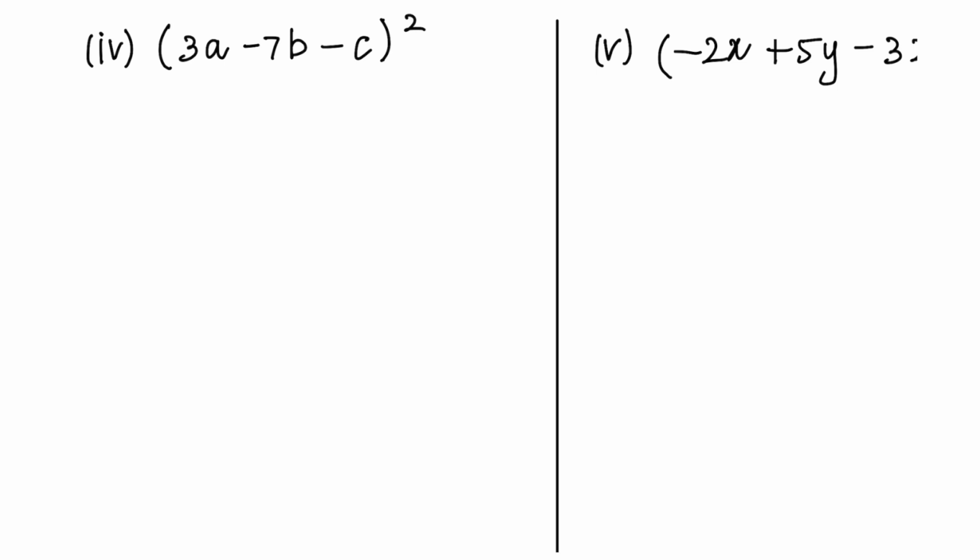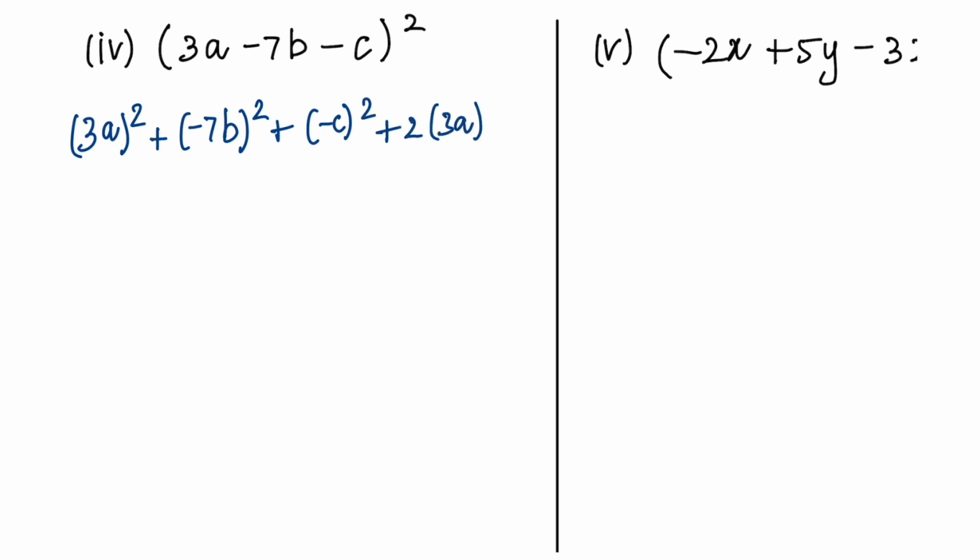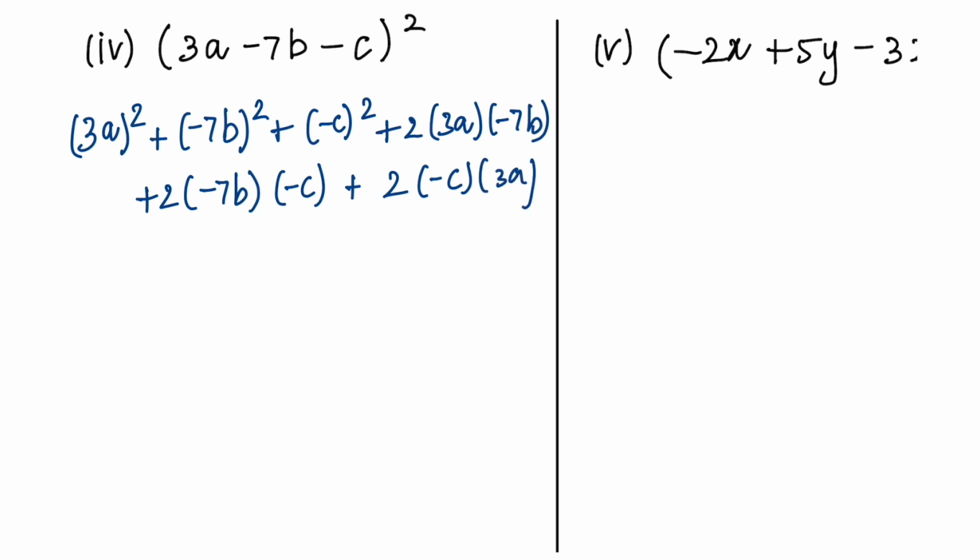So in place of x we have 3a, in place of y we have minus 7b, and in place of z we have minus c. Again, I hope you remember the identity. I am not going to rewrite the identity again and again. So x squared is going to be 3a the whole squared plus y squared is going to be minus 7b the whole squared plus z squared is going to be minus c the whole squared plus 2 into xy, right? So 3a into minus 7b plus 2 into yz, right? So minus 7b into minus c plus 2 into zx, right? So minus c into 3a. Okay, we are further going to evaluate it.